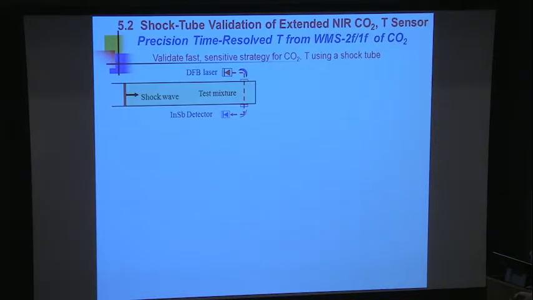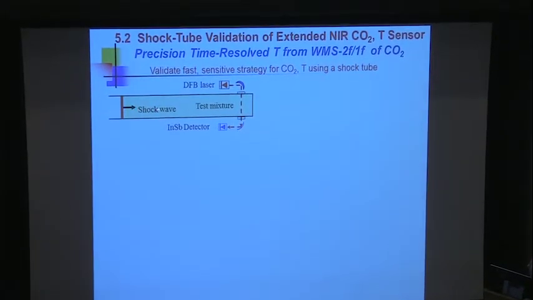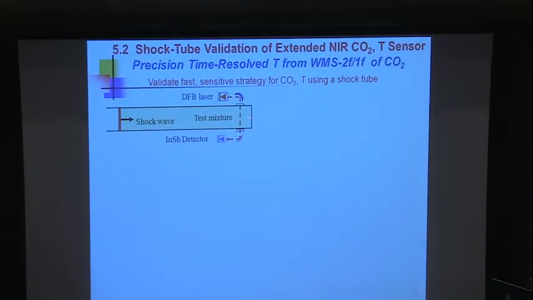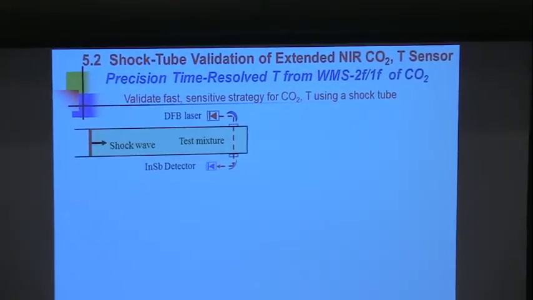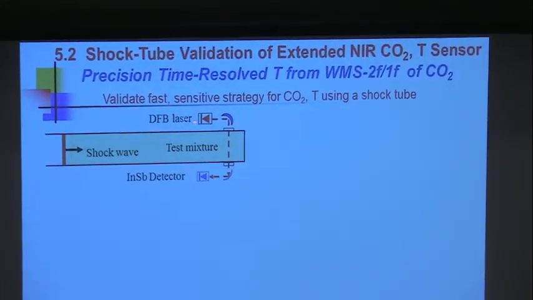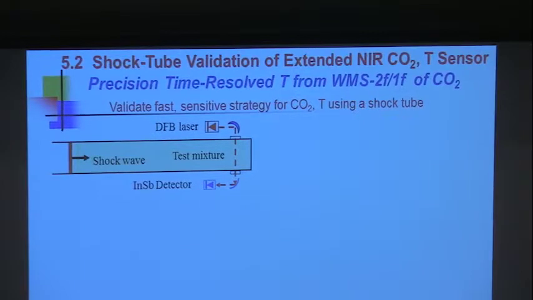And we're going to show how well this works in a shock tube. So here's a shock tube experiment where we have a shock tube with an end wall. Here comes the shock wave. It's going to heat that gas. The reflected shock goes back and leaves behind a stagnant sample. And we're going to send in our diode laser, send it across, and go onto the detector. And we're going to see how well we can measure temperature.